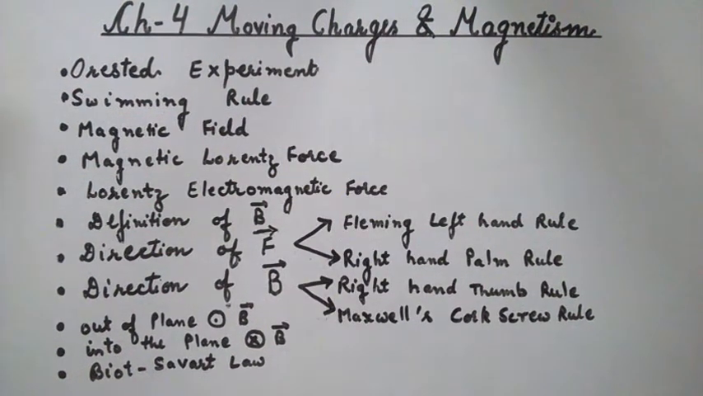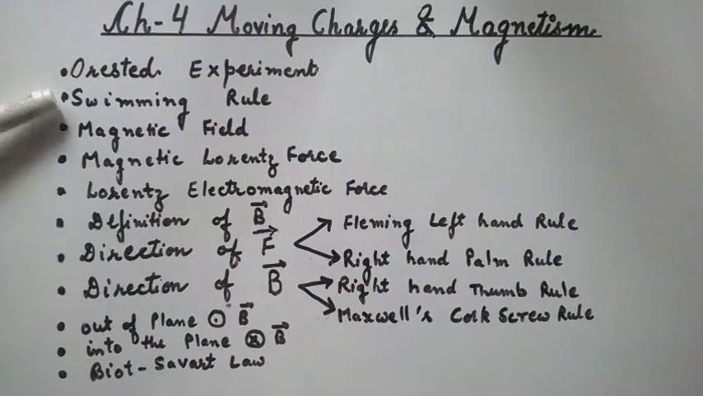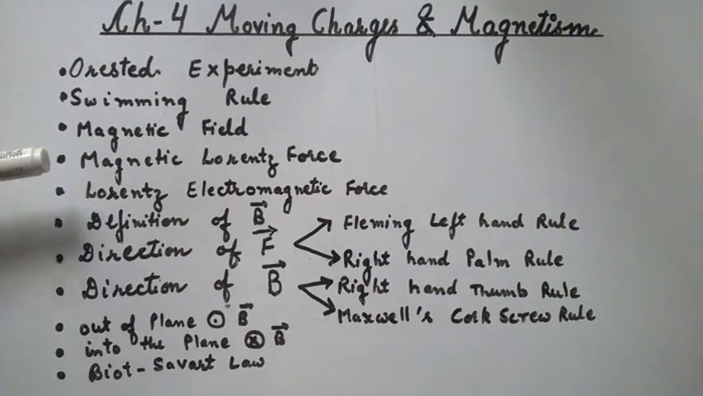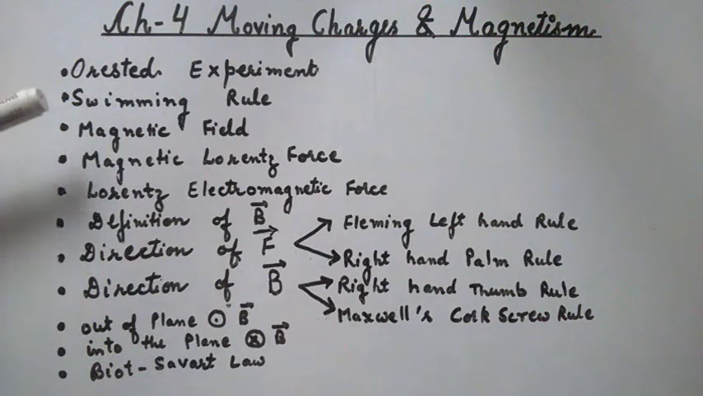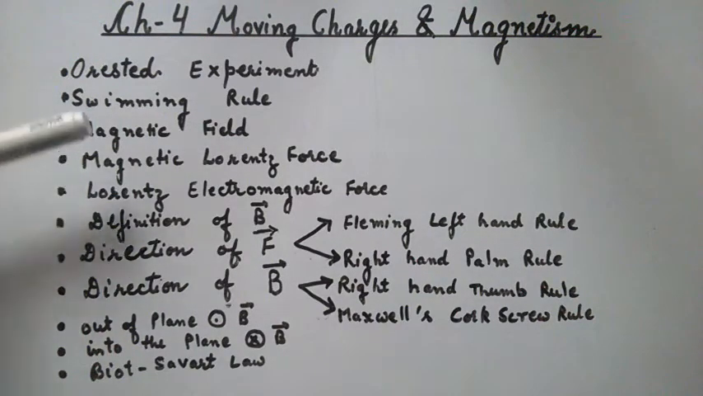Chapter number 4, Moving Charges and Magnetism. In the previous video, we have studied and covered these topics. First is Oersted's experiment in detail, the swimming rule, and the magnetic field, which is also known as magnetic field strength, flux density, etc. We have studied about the Lorentz force, which is magnetic, and the Lorentz electromagnetic force, including the electric field.